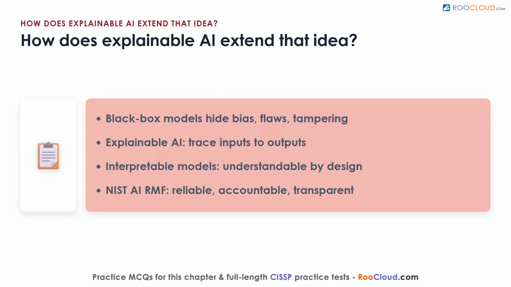Guidance like the NIST AI risk management framework stresses systems that are reliable, accountable, and transparent. Think of a chef who lists every ingredient on the menu, so no hidden allergens slip through. Visibility is what lets you actually assess the risk.